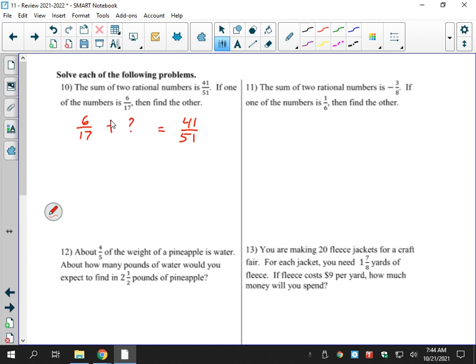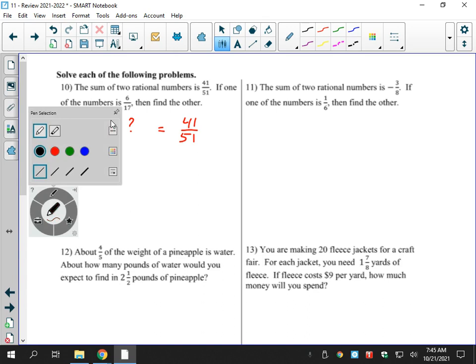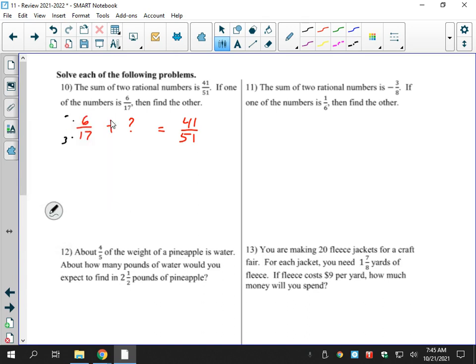Now, the nice thing about it being fractions and adding, we know there has to be a common denominator. With 51, I'm thinking, I bet 17 goes into 51, and it does. It goes in 3 times. So to get our common denominator here, I'm going to do times 3 times 3. And then that's 18 over 17 plus something over 17 equals 41 over 51.